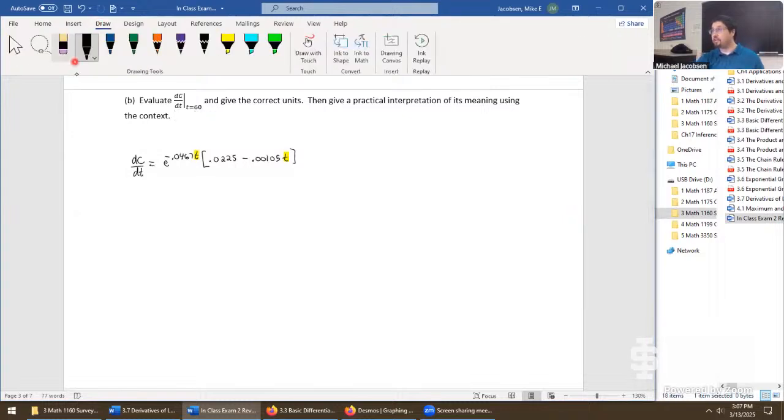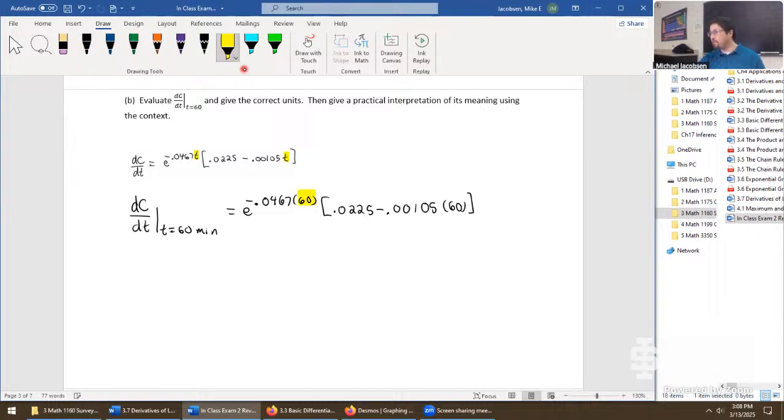So we'll go dC/dt 1 hour after the consumption of the alcoholic drink, so 60 minutes in, would be equal to e to the power negative 0.0467 times 60, then bracket 0.0225 minus 0.00105 times 60. So this is the new computation.